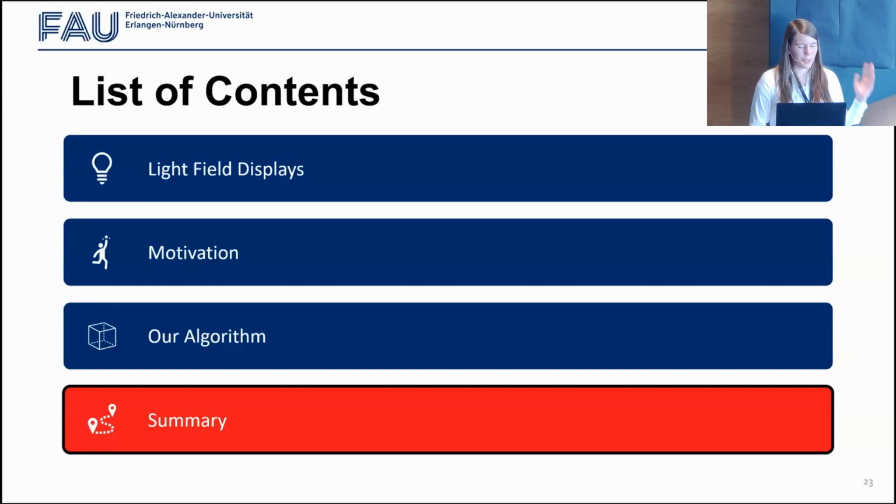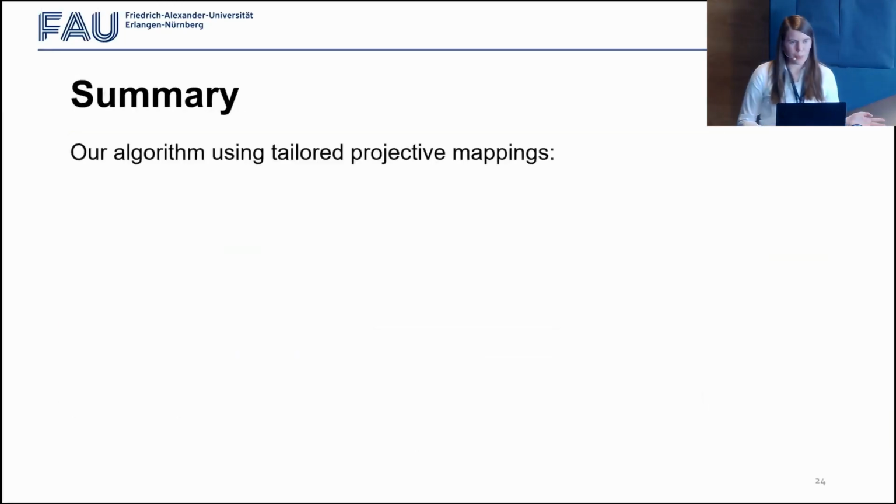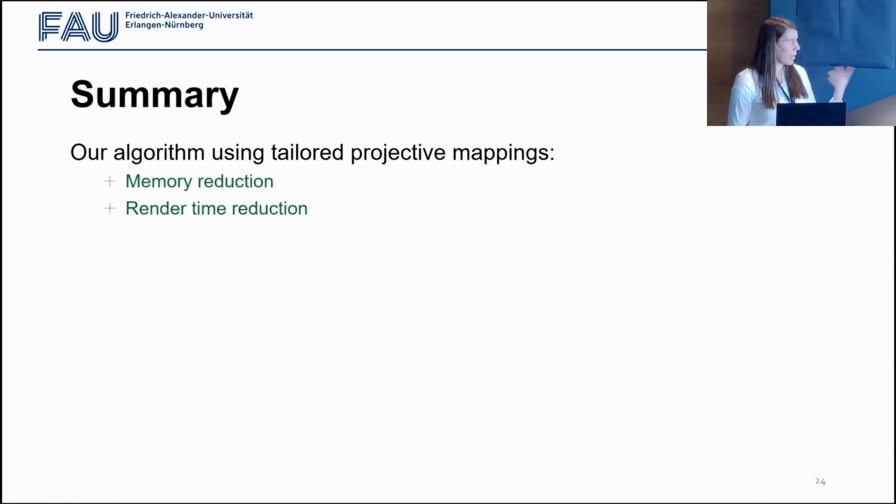So now for a quick summary of what I've talked about to remind you of the big picture. What we do in our papers, we use tailored projective mappings. We rotate our frustum to align the pixel grid with the tilt of the individual strips, reduce the width to the pitch, and then reconstruct the interlaced image by applying the inverse mapping. By doing this, we can reduce the memory time and the render time.